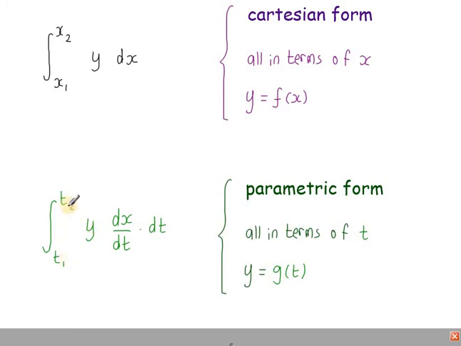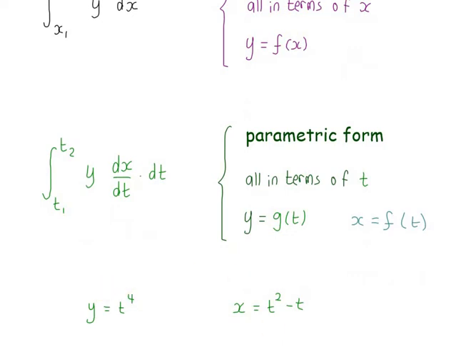So we have t limits. Here is an example of some parametric equations. x and y are variables, and we have a third variable called t. t is the parameter, hence parametric equations. And you can see from here that dx by dt, if you differentiate this, you get 2t minus 1, so you get some t terms to put in here. And y is a function of t, so t to the power 4, for instance, would go in here. So everything is in terms of t.